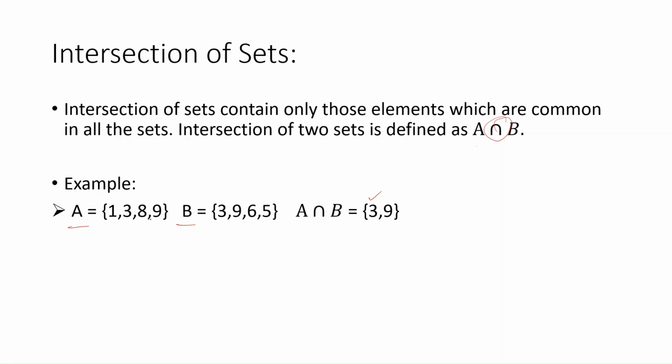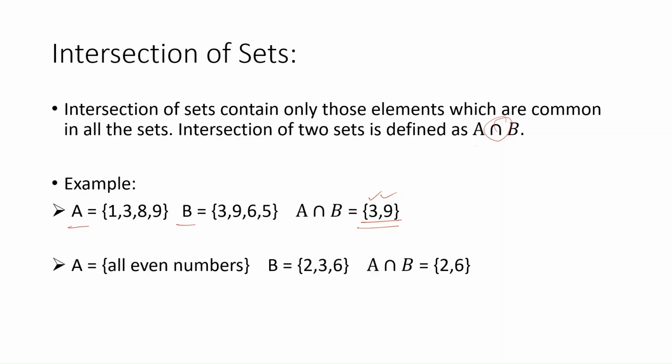Then, next element is 9. 9 is there inside B. So, 9 is also a common element that is present in both the sets. So, here we have written 9. So, 3 and 9. This is A intersection B because these two elements are the common elements in both the sets.